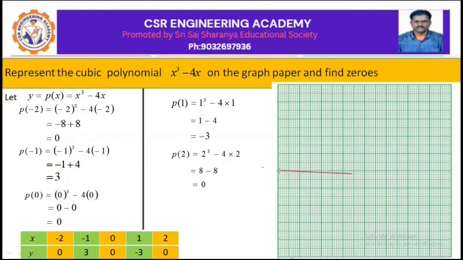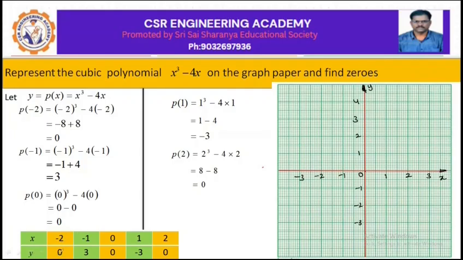Draw x-axis, y-axis. Intersection point is origin. Here take 1 centimeter is equal to 1 unit on the x-axis and 1 centimeter is equal to 1 unit on the y-axis. Mark 1, 2, 3, 4 and minus 1, minus 2, minus 3 on the axes.